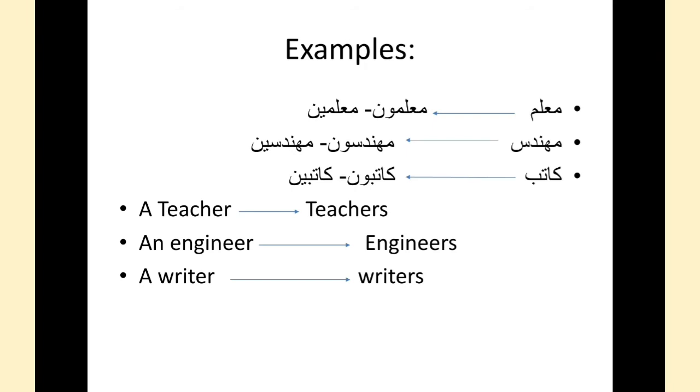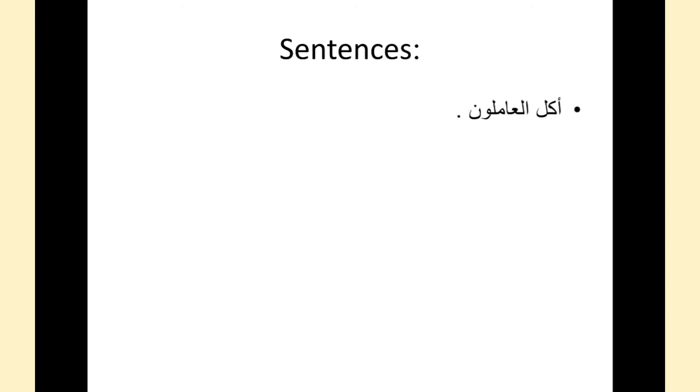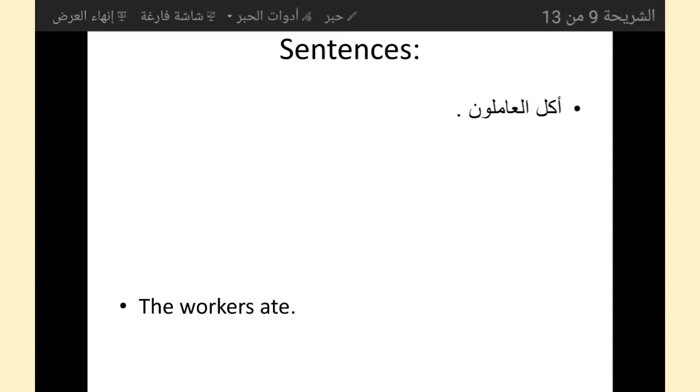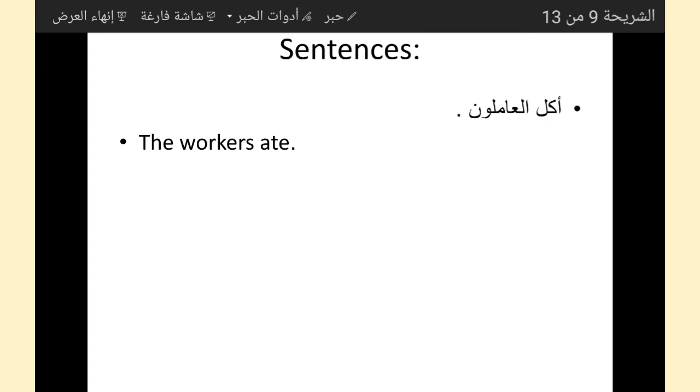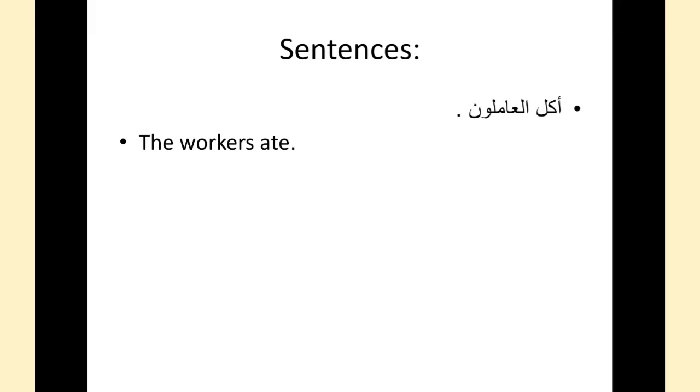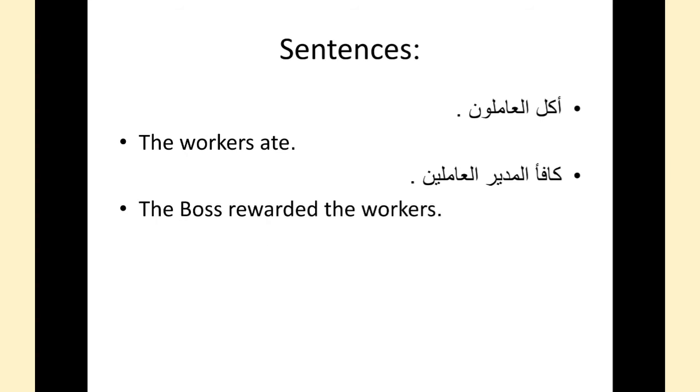Okay, let's see sentences. أكل العاملون, okay, the workers ate. العاملون, the workers, it has واو ونون at the end, but we didn't change the verb in this case because the verb came before the noun. So if the verb came after the noun, we will change the verb by adding واو ونون at the end. Okay, كافأ المدير العاملين means the boss rewarded the workers.